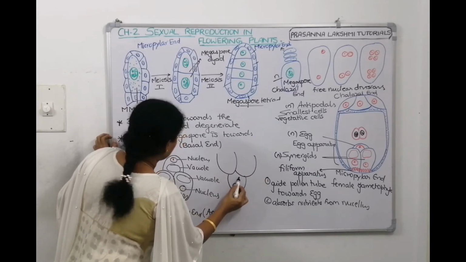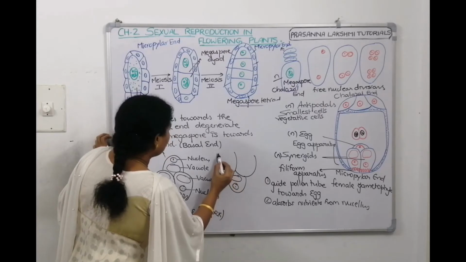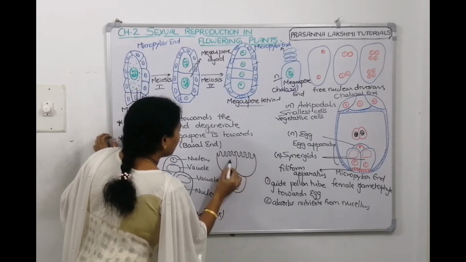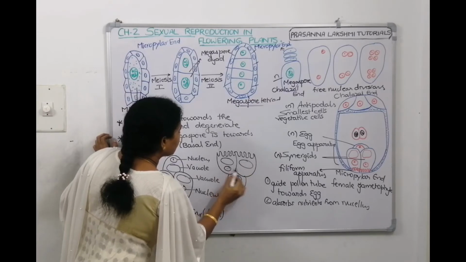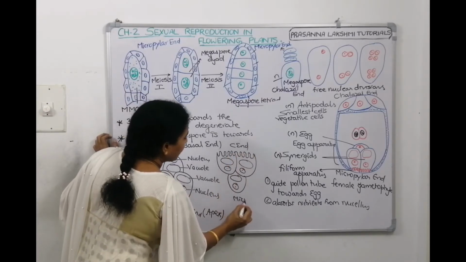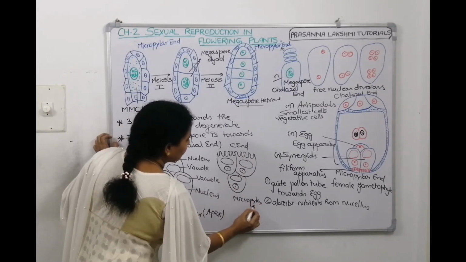This is a nucleus and this is the vacuole. And here, these are the finger-like projections. Then this is a vacuole and this is the nucleus. This is a chalazal end and this is the micropylar end. Actually, it is this representation.